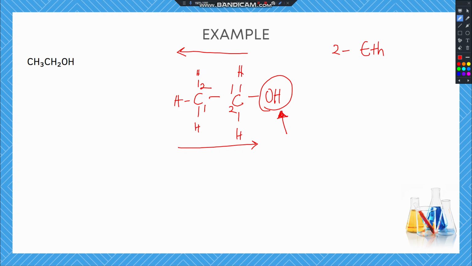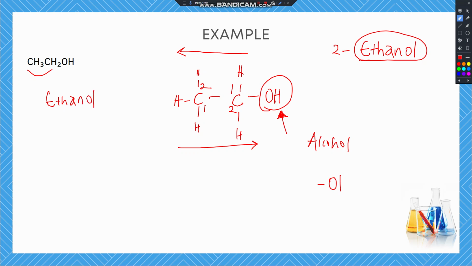And OH functional group is an alcohol functional group. And the suffix that is used is OL. So we have ethanol as the name of this compound because there are 2 carbon atoms, which has the base name ETH, and then we have OH as the functional group. So that tells us that it is ethanol.